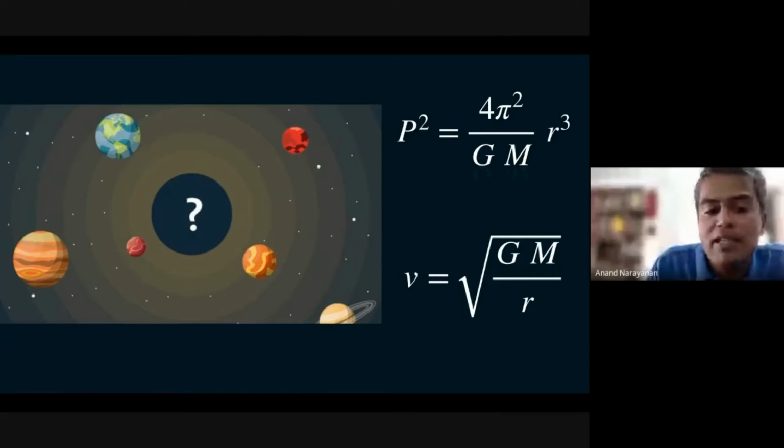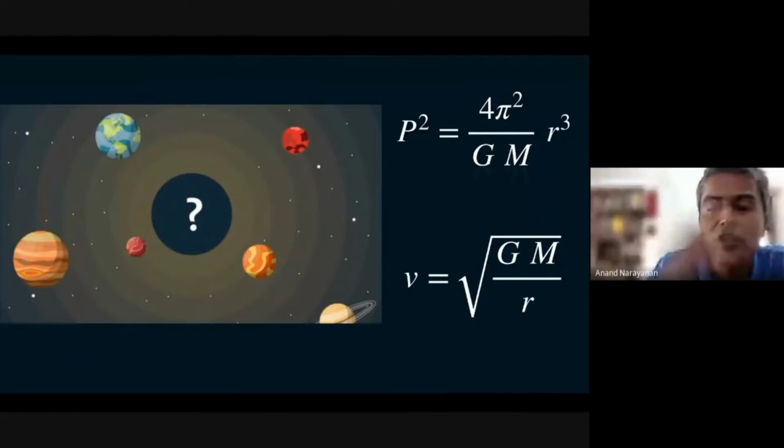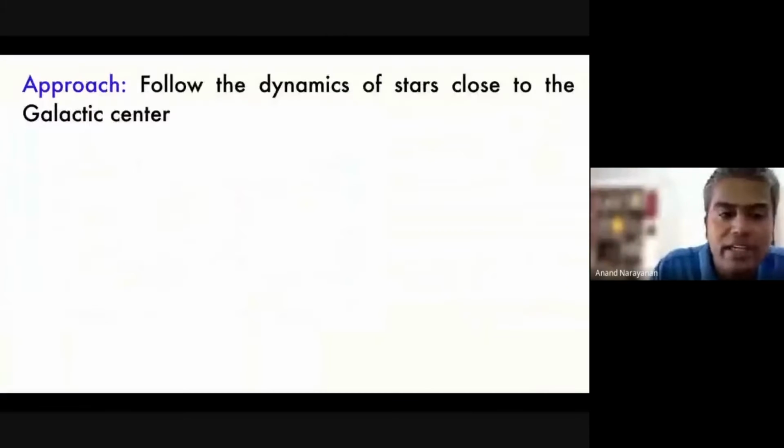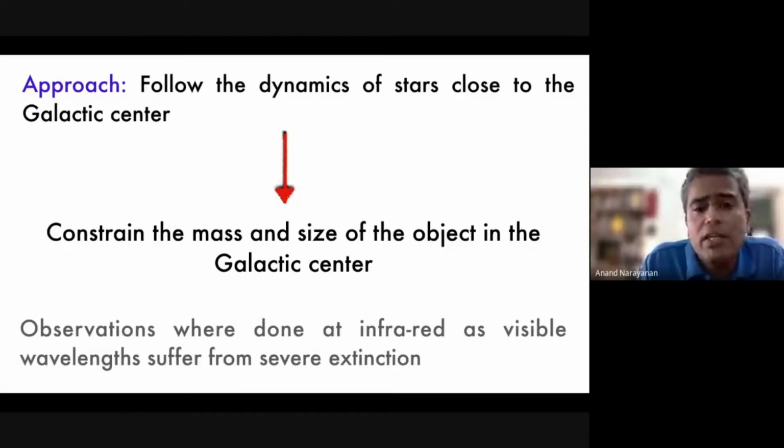And this is exactly the kind of thing that both teams, Reinhard Genzel's and Andrea Ghez's team, looked at. They measured the positions and velocities of stars that are very close to the galactic center, and they used that to infer the mass that is present in the center of the galaxy. So the approach is to follow the dynamics of stars close to the galactic center and use that to estimate the mass and size of the object in the galactic center. And as I mentioned, these observations were done not at visible wavelength regions, but primarily at infrared wavelength regions.